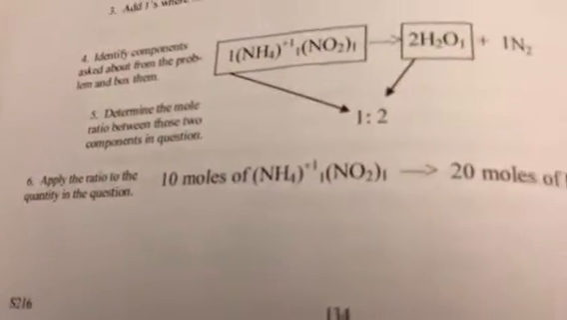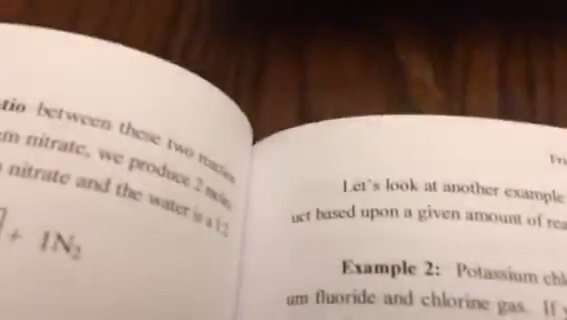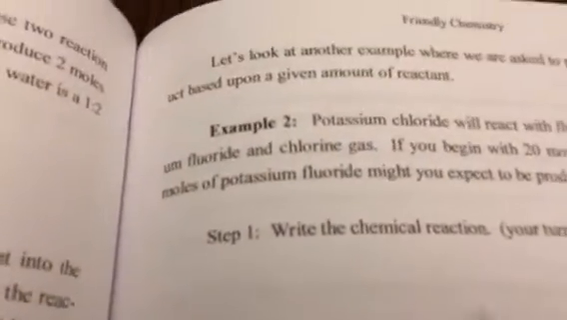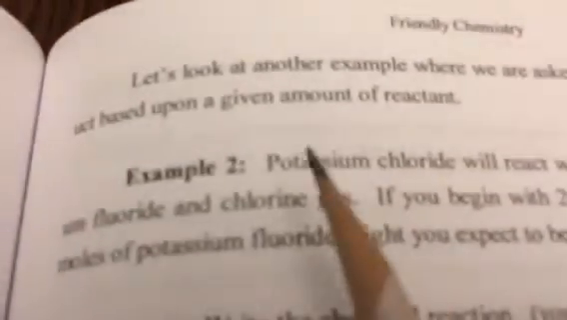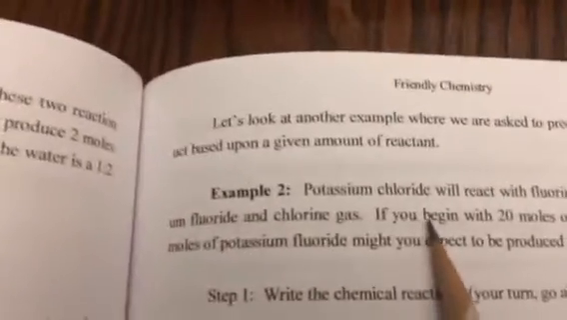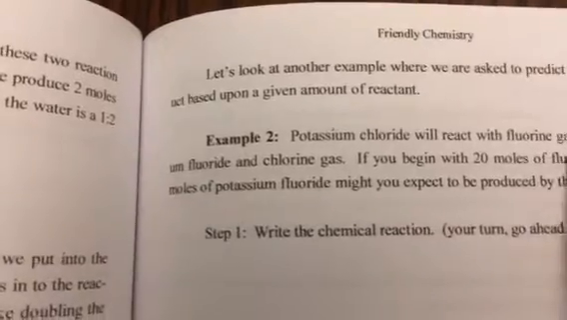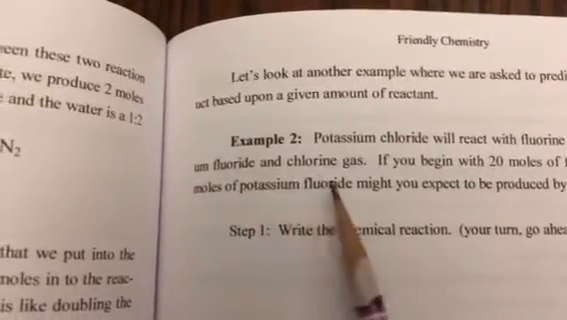Great. They give you another example, and they don't automatically give you your chemical equation, so I'm going to give that to you. Example 2 is on page S217. You have potassium chloride reacts with fluorine gas to produce potassium fluoride and chlorine gas. Okay, so I wrote it out here.